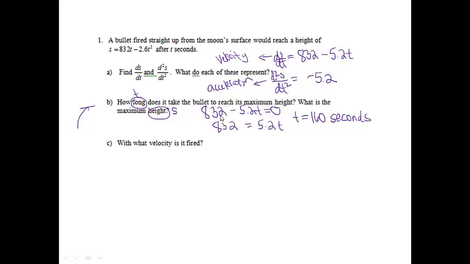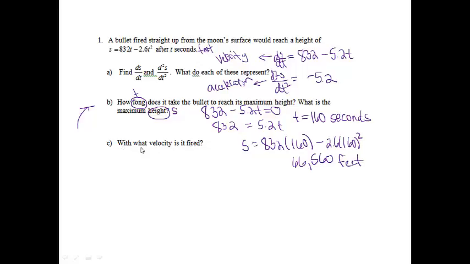And it says, what is the maximum height? So now we're going to go into the position formula, and we'll plug in 160. So we're going to have s equals 832 times 160 minus 2.6 times 160 squared. And then if you figure that out, and we do get to use our calculator to do this, we'll get 66,560, and it didn't give units, but it should have. This was in feet, and it will on a test tell you what your units are. So that is how high the object reached, or the bullet.